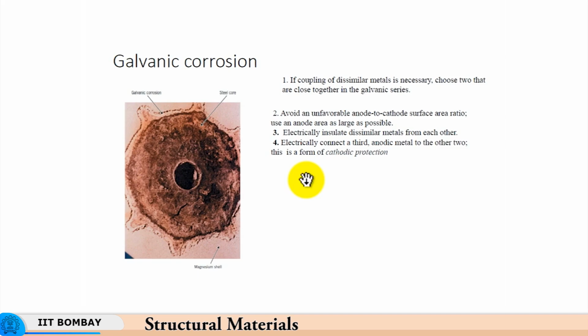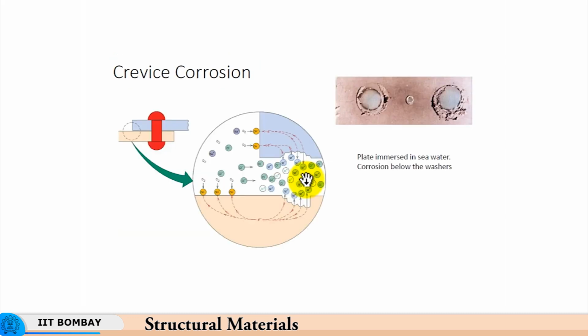So, we have an anodic material being put on the material to be protected, and since the area of that anode is much larger, the process of corrosion is smaller. Here is an example of crevice corrosion, how it occurs.